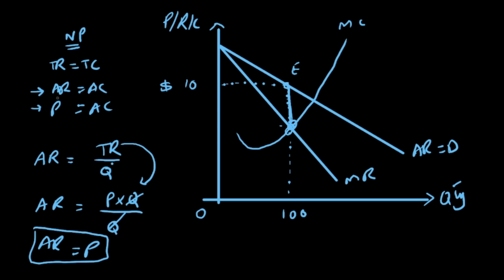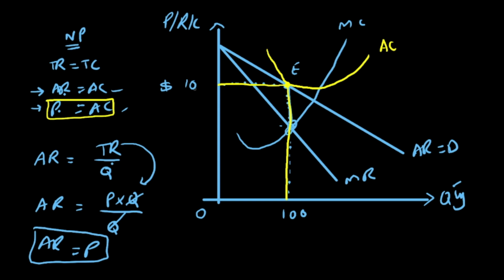So average revenue is always equal to price, so we have replaced average revenue with price here as well. The other conditions are exactly the same. Now we can see that price is equal to average cost, and if price is equal to average cost, then the average cost curve should be tangent to this point E, and it will look like this. So this is AC. Average cost is also $10. So price was $10 and average cost is also $10, right? When price is equal to average cost, it means the firm will be earning normal profit, right?